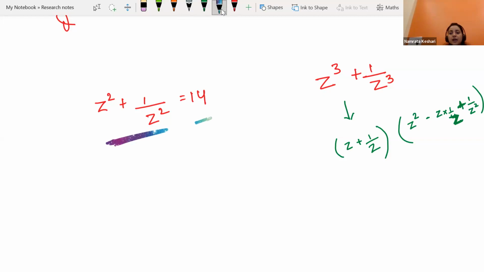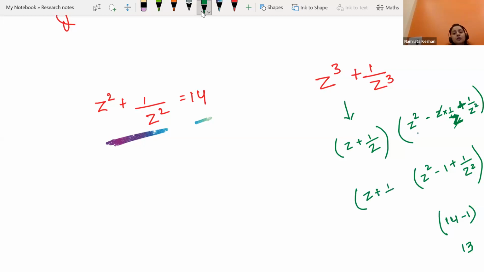This part we already have in hand, that is 14. Can you see in the other bracket we have z square minus z into 1 by z, that will get cancelled out. And we will be left with z square minus 1 plus 1 by z square. So the next bracket is sorted. Z square plus 1 by z square is 14, and minus 1 is there. We will be able to do the calculation. But the first bracket is the confusion, what to write over here. Right, Sara? Yes. What value must we substitute over here?